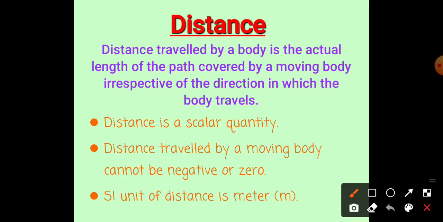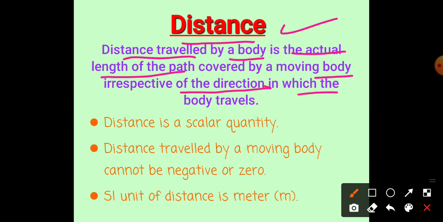Now, the second topic is distance. What is distance? The definition of distance is: distance traveled by a body is the actual length of the path covered by a moving body, irrespective of the direction in which the body travels. That means if any body travels on any type of path, the actual length of that path is called distance. But this distance does not depend on the direction in which the body travels.